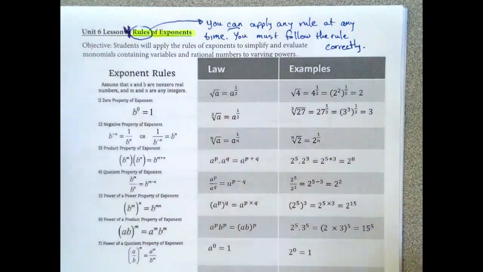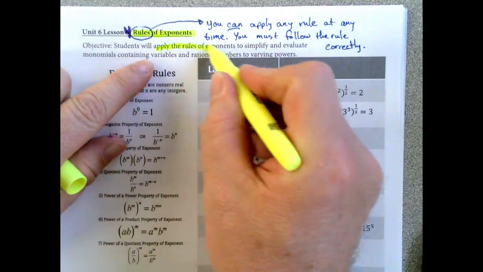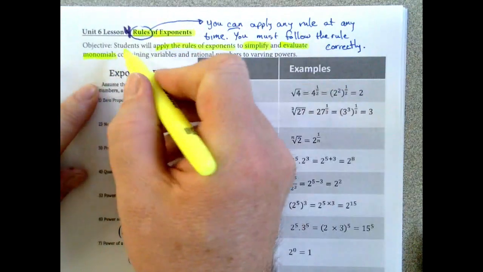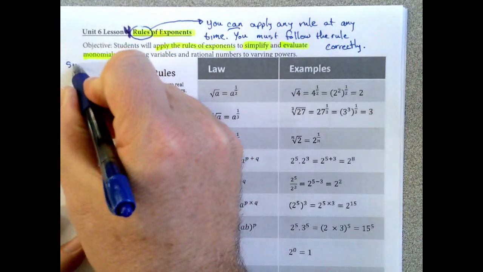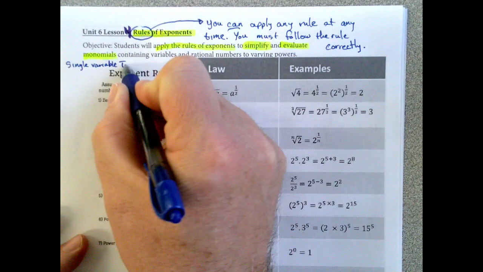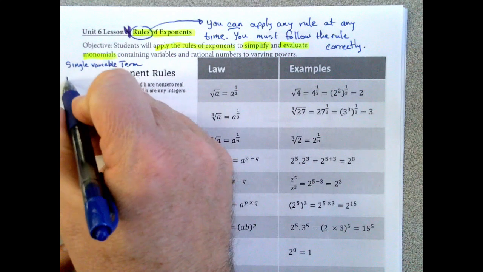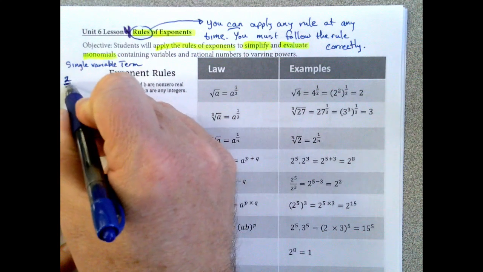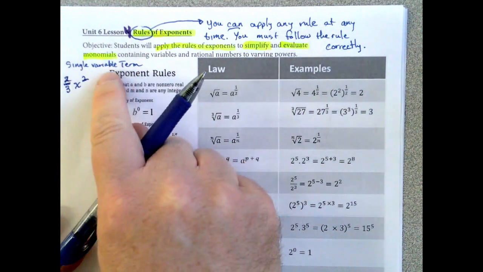The whole objective here is to apply the rules of exponents. And the whole reason is to simplify or evaluate what we call monomials. So a monomial is like a single variable term. A single variable term would look something like this. Let's say I had 1/3, or let's make it 2/3 x squared. So this is a single variable term.